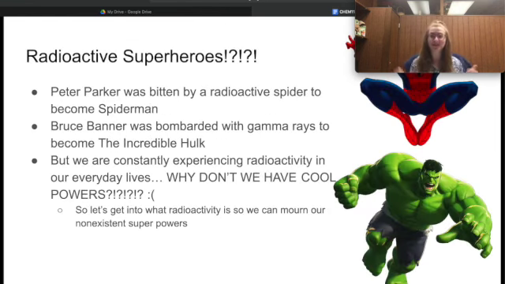Radioactive superheroes. Oh, I kind of look like I'm Spider-Man. Radioactive superheroes, right? That's one place where we've heard of this before. Peter Parker was bitten by a radioactive spider to become Spider-Man. Bruce Banner was bombarded with gamma rays to become the Incredible Hulk. But we're constantly experiencing radioactivity in our everyday lives. So, where's my superpowers? Dang it. So let's get into what radioactivity is so we can mourn our non-existent superpowers together.